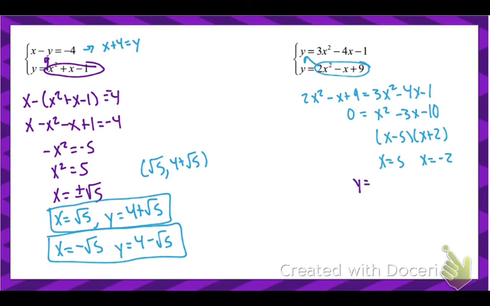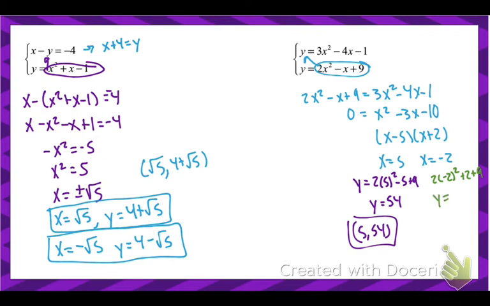So y equals, I'll use the bottom one, 2 times 5 squared minus 5 plus 9. That gives me the y coordinate of, let's see, that's 25, 50, 54. So x equals 5, y equals 54 is one solution. All right, the other one, again, plug it in, negative 2. So 2 times negative 2 squared plus 2 plus 9. So that's going to be 4, 8 plus 9 plus 2 is 19. So your other solution is negative 2, 19. So two possible intersections here.